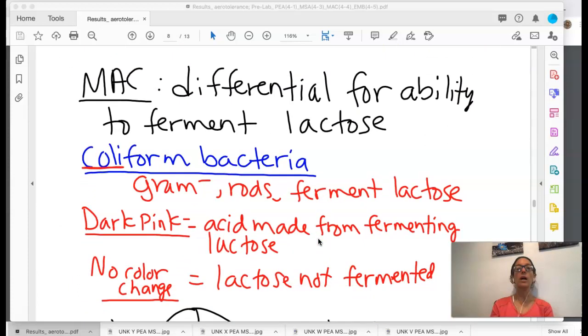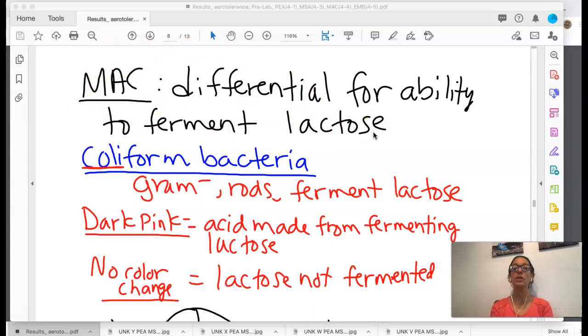The MacConkey agar had the bile salts and the crystal violet that inhibit gram positives, so it is selective for the growth of gram negatives. And of those gram negatives that grow well on the media, we can determine whether or not they ferment lactose. So MSA had mannitol as a sugar for bacteria to ferment. The MacConkey agar has lactose.